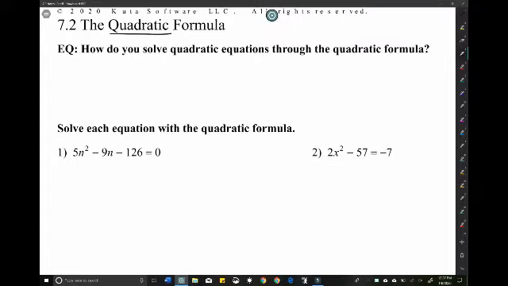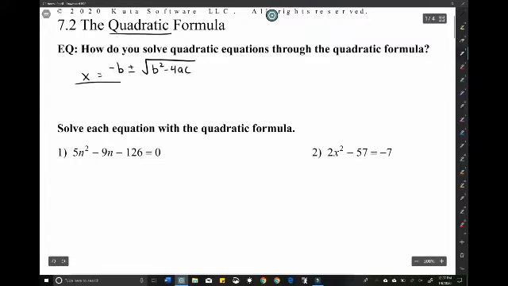Those that don't know the quadratic formula, yes, there are videos online that have fancy little jingles, but you can look those up on your own time. The quadratic formula is x equals negative b, plus or minus the square root of b squared minus 4ac, all over 2a. Just this side over the 2a. Sorry about that.